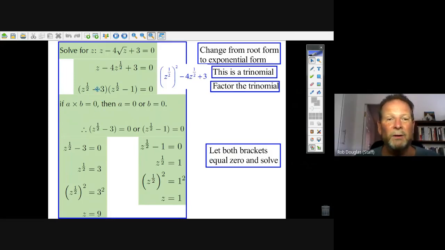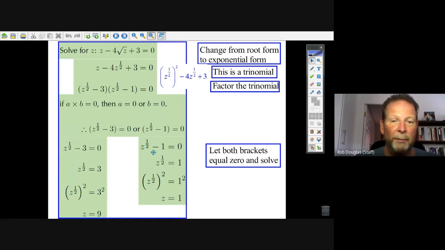Okay, now we've got two brackets that multiply to equal 0. If you have two things that multiply to equal 0, then if the first thing is 0 or the second thing is 0, the product will equal 0. So what you do is you go z to the 1/2 minus 3, and you make it equal 0. Each bracket you make equal 0.